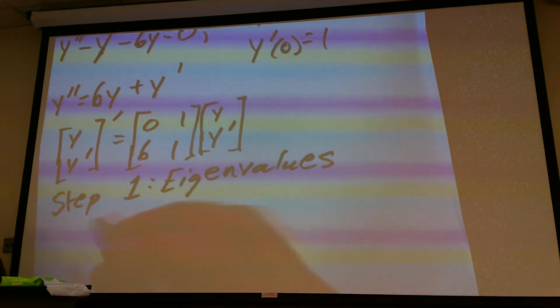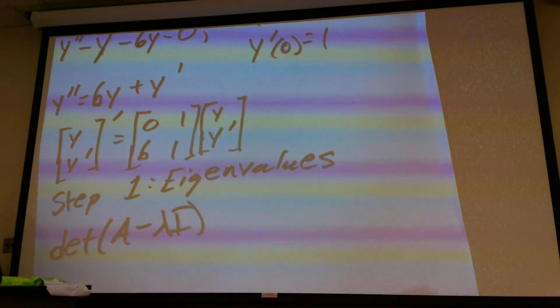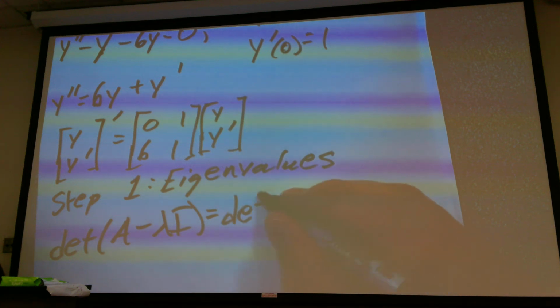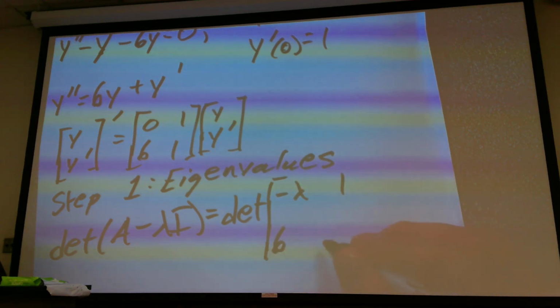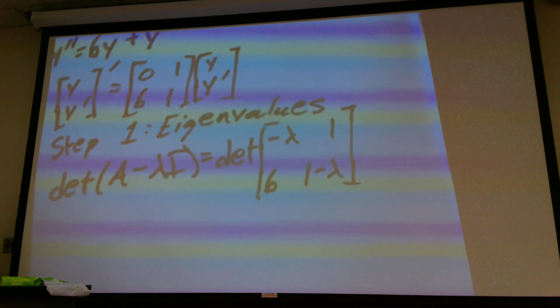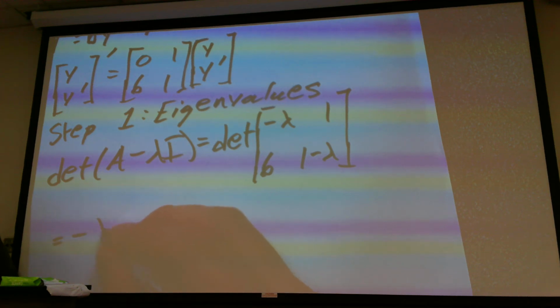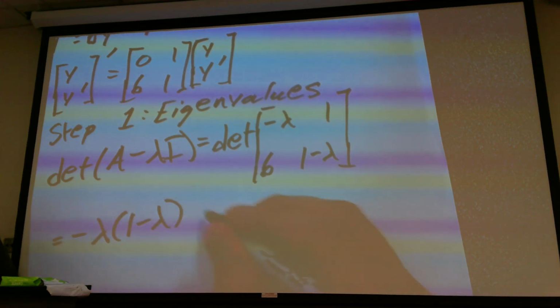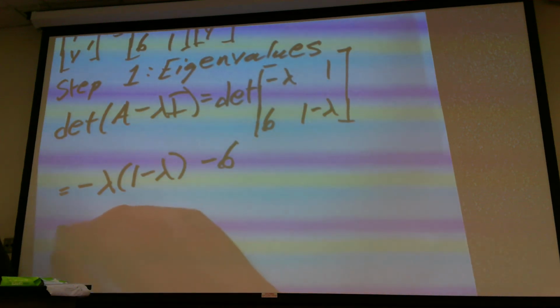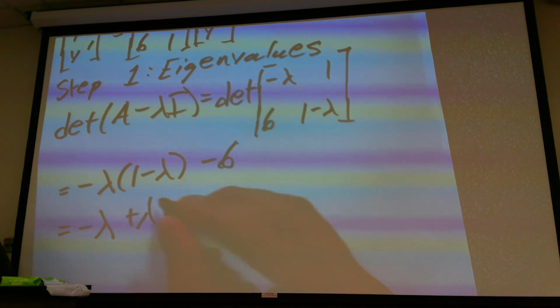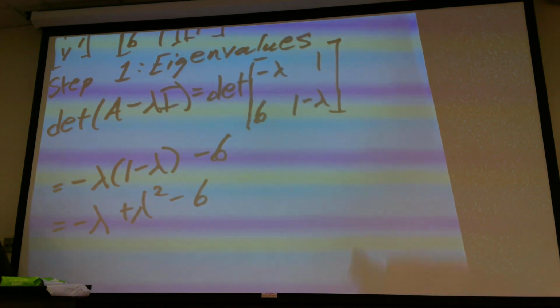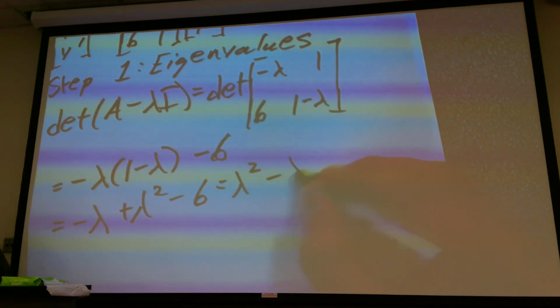Okay, so to find the eigenvalues, we're going to take the determinant of A minus lambda I, and we're going to set that equal to 0. Well, 0 minus lambda is just negative lambda. That's 1, that's 6, and that's 1 minus lambda. So let's take the determinant of that. That would be negative lambda times 1 minus lambda, minus 6, which would be negative lambda plus lambda squared minus 6. Well, that's lambda squared minus lambda minus 6.